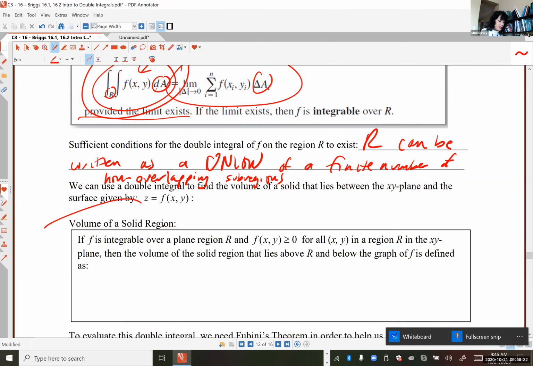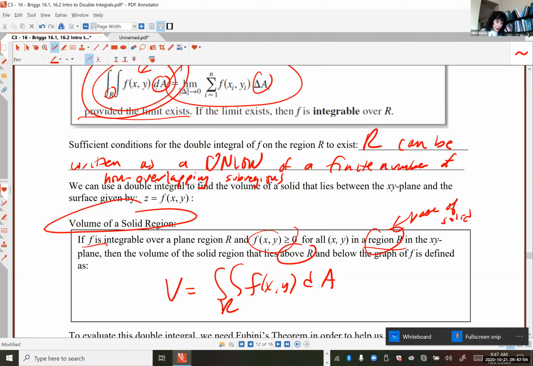Application number 2, use a double integral to find volume of a solid. So if f is integrable, and that's your capping surface, and it's positive, because you want positive volumes, and it's basically hovering over your region R, and this is the base of your solid. So we're not going to be revolving anything around axes. Don't get into volumes of solids of revolution. That's not what we're doing here.